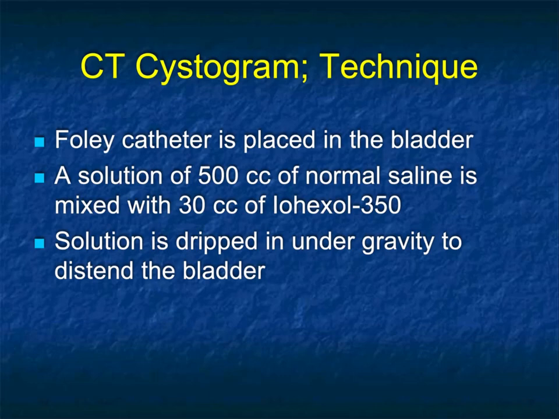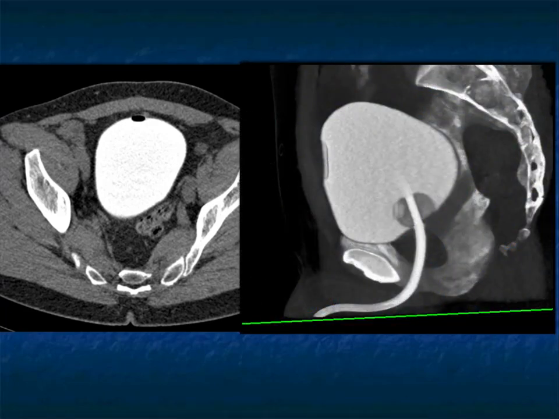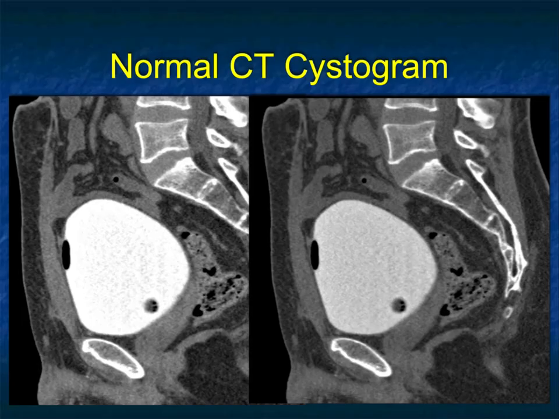And the CT cystogram is a Foley in the bladder. Under gravity, we take a bag of saline, 500 cc's, add 30 cc's of iohexol 350, and then you shake it, and then you drip it into the patient's bladder under gravity. That works very nicely. So here the bladder is well distended, and here you can see it from a sagittal view. There's an air bubble in the bladder, but when you put a Foley in and inject things, that's what's going to happen. Not bad.